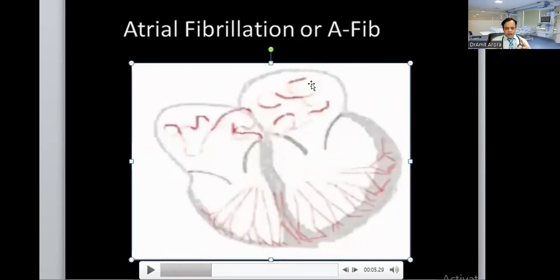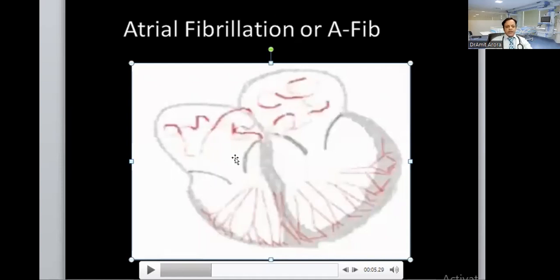As I told you in ventricular fibrillation, but that is a different thing. But here, what is happening? There will be no net depolarization of the atria, and there will be no contraction of the atria. So in atrial fibrillation, there will be no depolarization of the atria.